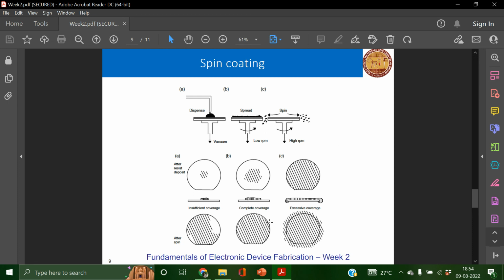And whenever you are applying a photoresist in a laboratory, please be sure that it covers a certain region on the wafer. It should not be too little, it should not be too much. It should be exactly at the center of the wafer and a sufficient quantity should be there.